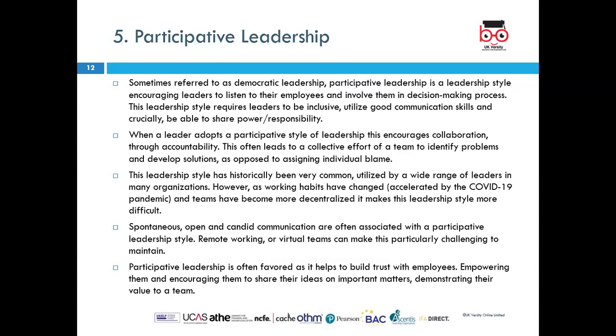So it's an open space where people can talk about what they think works best, and this has been very common. It's been utilized by a wide range of leaders, and it worked during the COVID-19 pandemic. There were teams who were not centralized, more decentralized, and made their own leadership style. And teams may have become more decentralized.